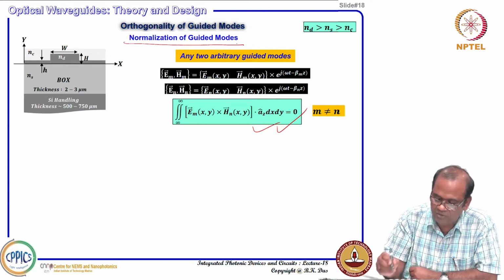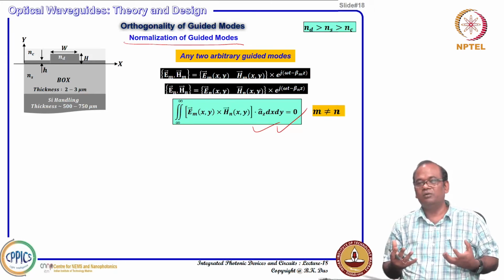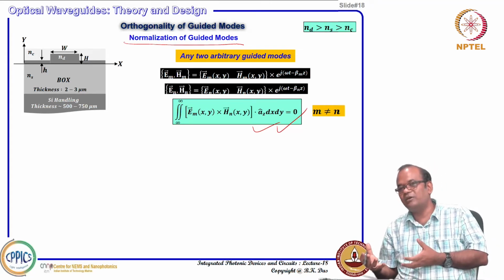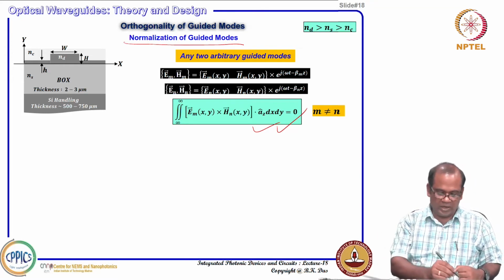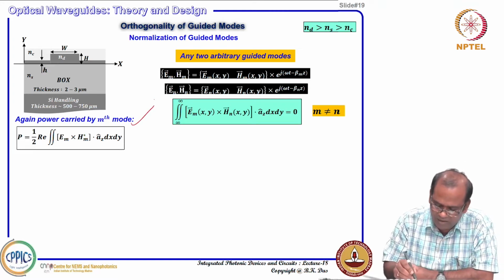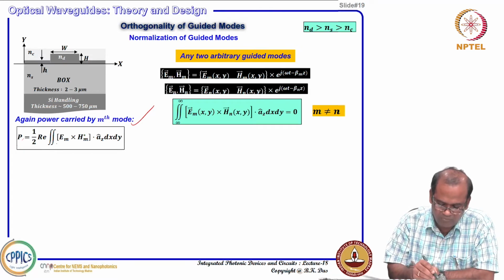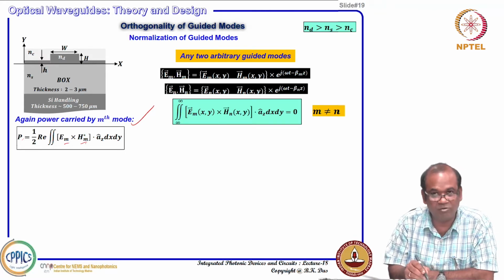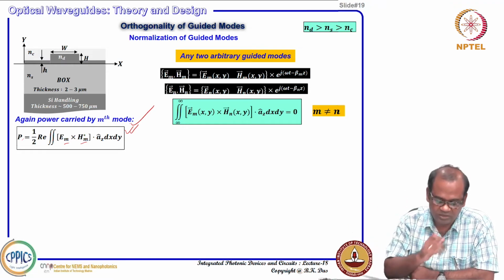We are just trying to see how we use this orthogonality condition for other applications, like normalization of guided modes. Let us see. Okay, so now you see, I know that the power carried by the mth mode is half the real part of Em cross Hm star. Here n becomes m, the same mode, in the az direction. This we have discussed again and again. That's the total power carried by a mode, expressed like that.